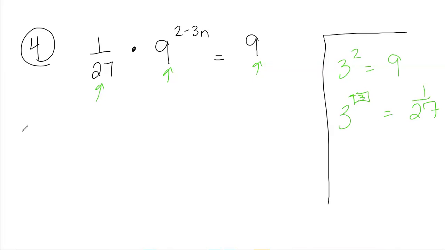Now we can do this. Let's replace 1/27 with 3 to the negative 3 times 9 is 3 squared. Keep the power. Equals 9 is 3 squared.